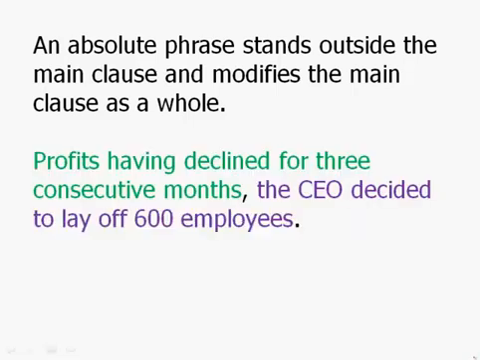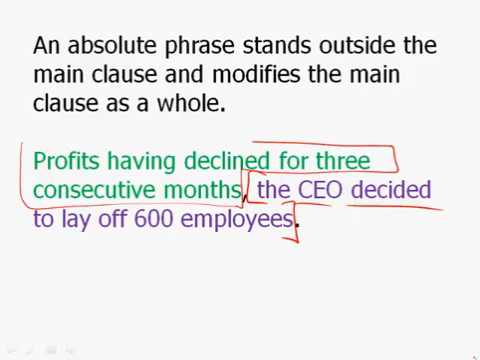So, for example, profits having declined for 3 consecutive months, the CEO decided to lay off 600 employees. So the second part of the sentence, this is the independent clause. Here we have a noun, we have a verb. This is a full bona fide clause. This first part, this is not a clause. This is an absolute phrase.